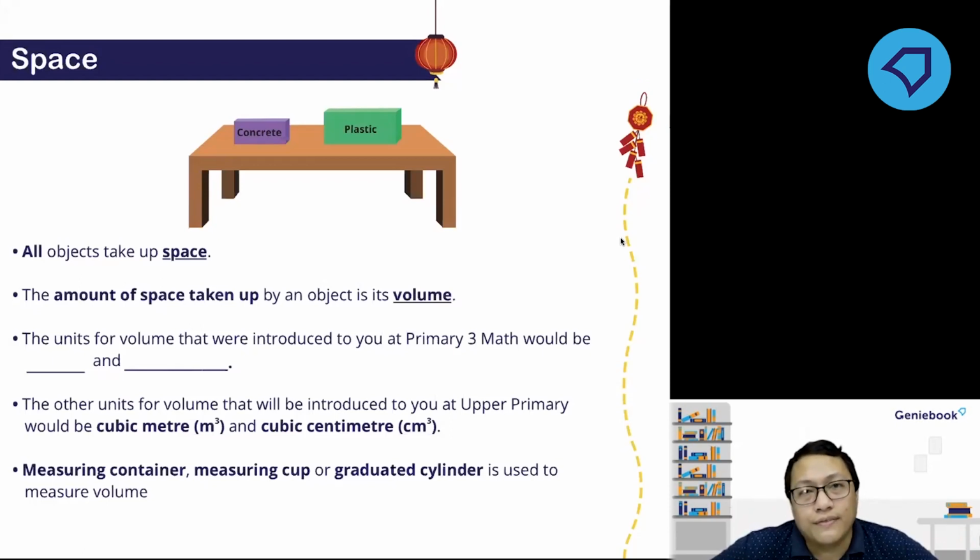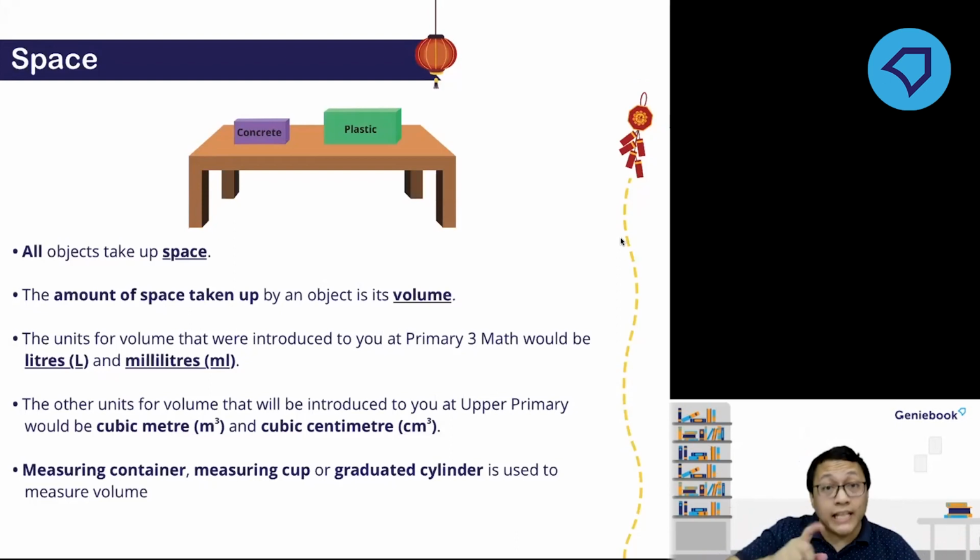So what do you learn in P3? Anyone still remember? Okay, Thales mentioned that it is liter and milliliter. Later in math, you're going to learn two new units of volume. Okay, so that will be cubic meter and cubic centimeter. Okay, so the last thing would be, what instrument can we use to measure volume? Okay, so the first one is measuring container, measuring cup, and graduated cylinder.